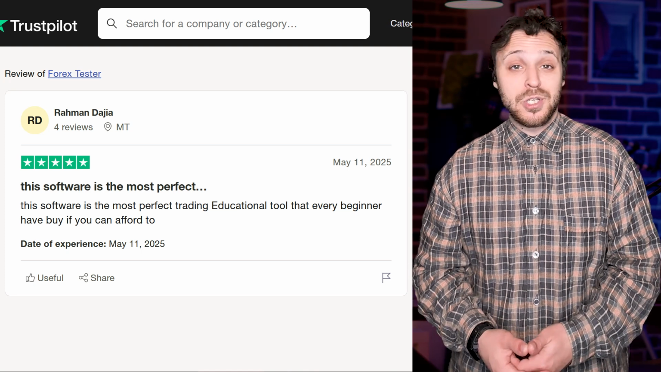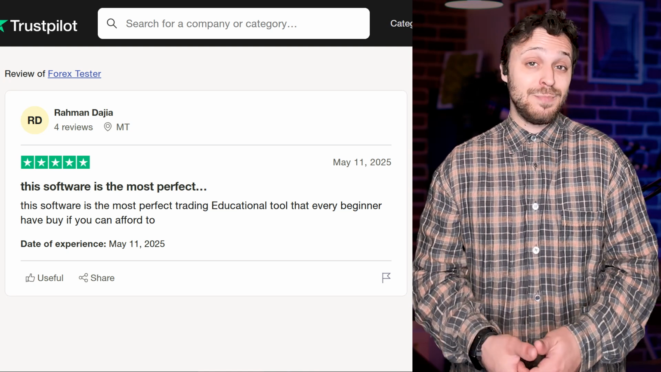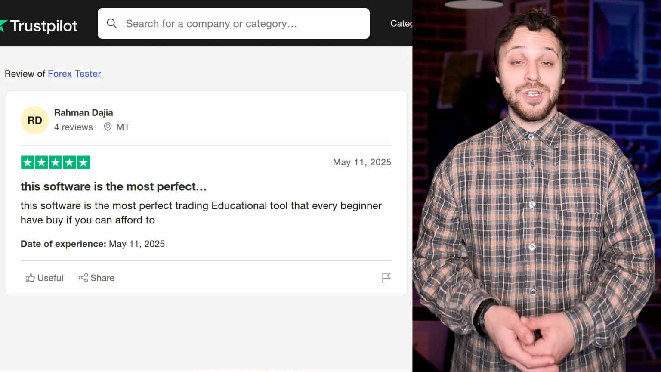Now, obviously, this is only a single case in the reviews. It's not something that affects every trader. Most users are not going to be using heavy custom code anyway, right? I didn't run into any trouble just using the built-in tools and settings, and based on what I saw, this was more of a rare edge case scenario, because I found many traders in these reviews who are really happy using Forex Tester online, and many of the reviews reflect that. One trader called it the most perfect trading education tool, especially for beginners, and there's a bunch more reviews.